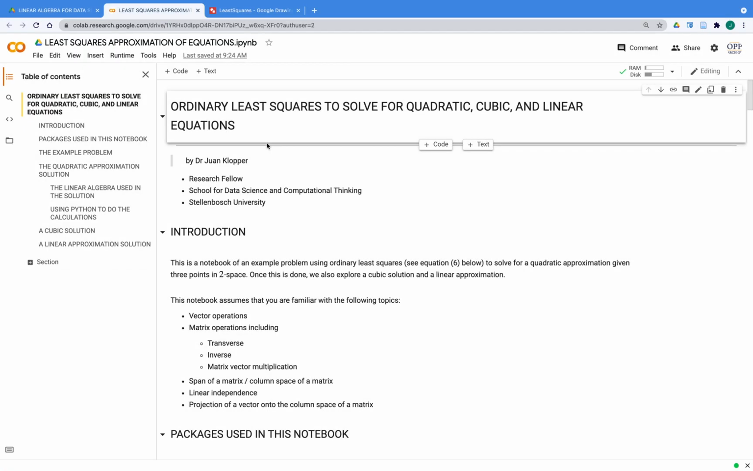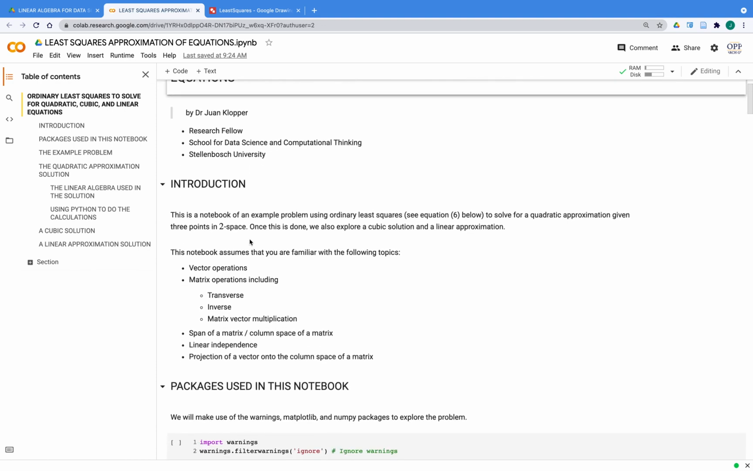So in this video, we're going to look at ordinary least squares in that we're going to solve for a quadratic, a cubic, and a linear equation in the plane. So what I'm going to assume here, as you can see in the introduction, is that you are familiar with vector operations: adding vectors, subtracting vectors, multiplying a vector by a constant, etc. Matrix operations, including the transpose of a matrix, the inverse of a matrix, and then matrix vector multiplication.